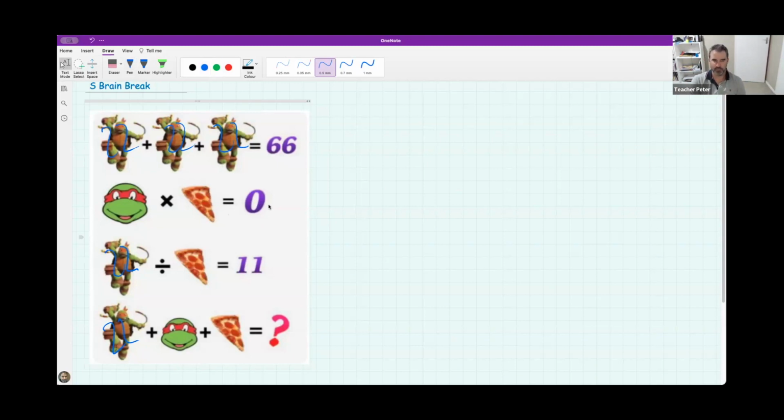And I'm pretty sure Mikey quite likes his pizza, if I'm remembering the story correctly, hence the pizza. Yeah, it's actually not that hard because the pizza must be 2, because if this is 22 and that's 11, that's half. So the only way you get half is by doing a 2. But now what does Raphael have to be then to get a 0? The only way you get 0 multiplying by a positive number is if that number is 0 itself.